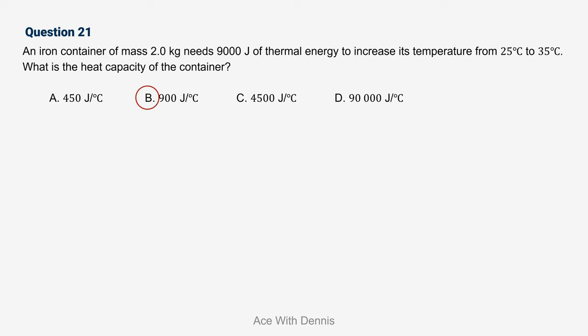So how can we calculate this value? We start with the formula of heat capacity, C equals Q over delta theta. Q is the energy supplied and delta theta is the change of temperature. The energy supplied is 9000 joules, which is given, and the temperature changes from 25 degrees Celsius to 35 degrees Celsius, therefore delta theta is 35 minus 25. We calculate the value, and we get 900 joules per degree Celsius. So B is the answer.